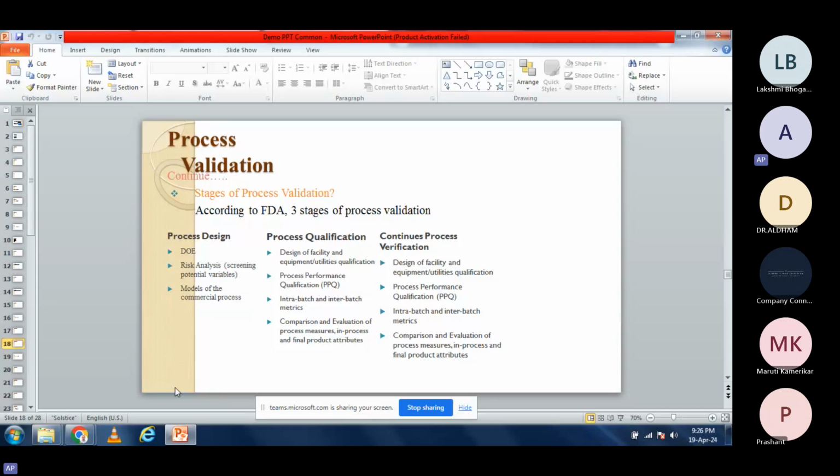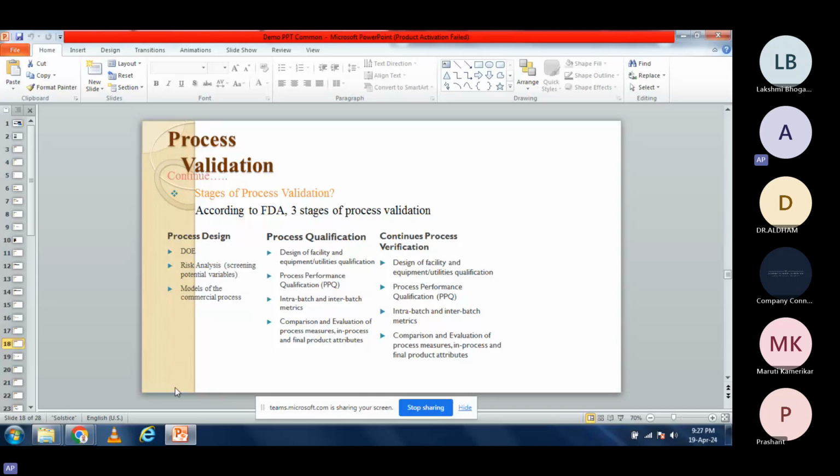DOE, design of experiment, means doing some experiments, learning from the failures, implementing some actions again, checking again, repeating the experiment, and one process will be designed. When this process comes into shape, it will include the materials, and a paracetamol tablet will be manufactured. So this is called process design. We can say the birth of a process occurs at the process design step.